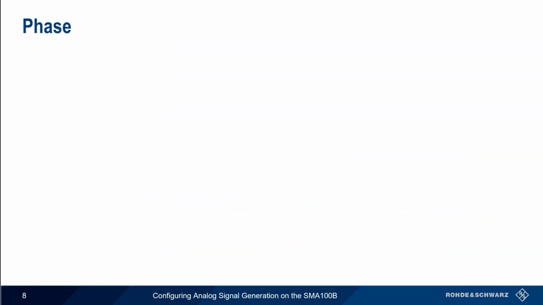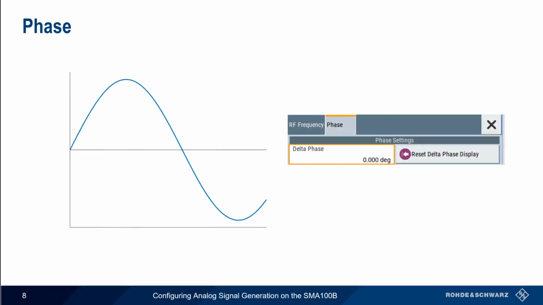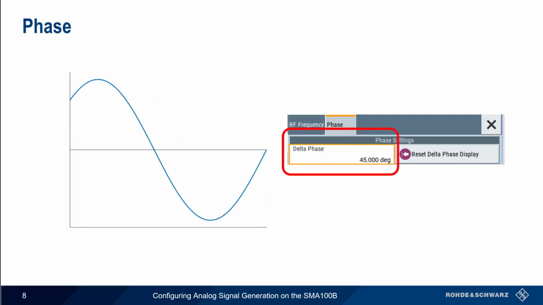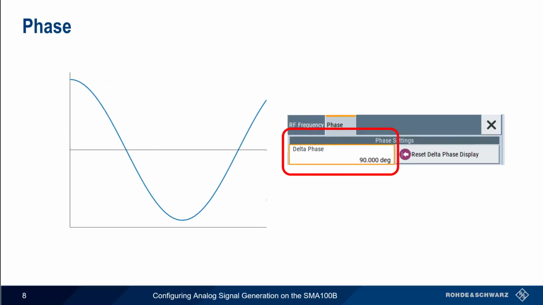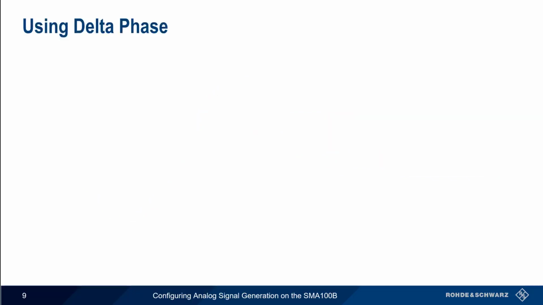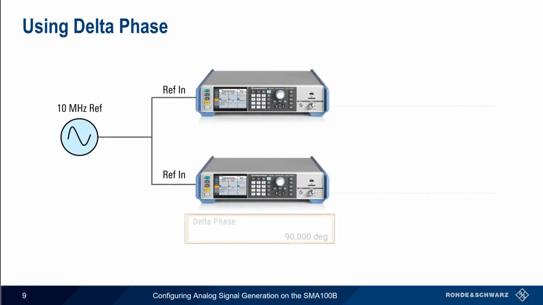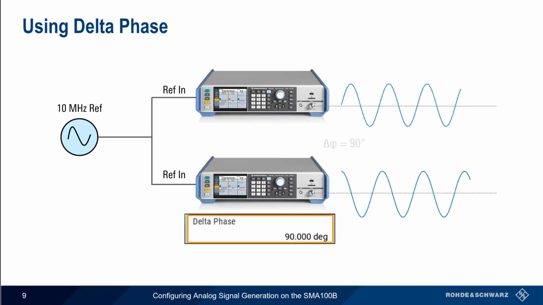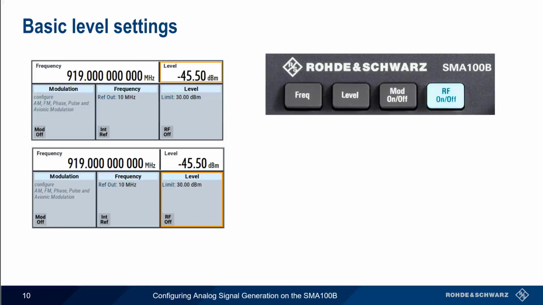Signals transmitted by the SMA normally have a 0-degree initial phase angle. If we want to shift this initial phase angle, this can be done using the phase settings. For example, we could set the initial phase to 45 degrees, 90 degrees, or 180 degrees. Reset delta phase display can be used to set the current phase as the reference value. The delta phase setting is particularly useful if a common reference signal is shared between multiple instruments or DUTs. For example, delta phase could be used to create a 90 degrees phase difference between the signals from two different generators. Now let's move on to level settings.